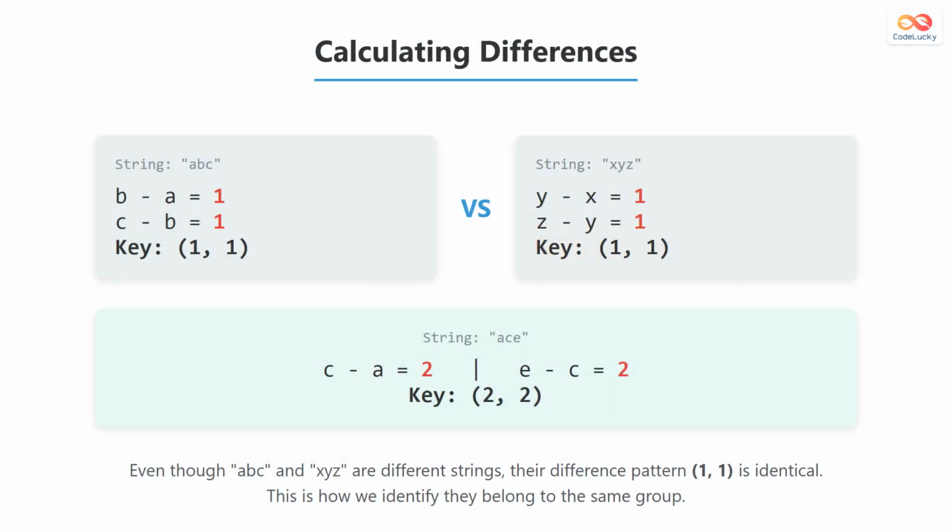Let's compare two different strings, ABC and XYZ. For ABC, the differences are 1 and 1. For XYZ, the difference between X and Y is 1 and Y and Z is 1. Since their difference patterns are identical, they belong to the same group. Even a string like ACE, which has differences of 2 and 2, would form its own distinct group.